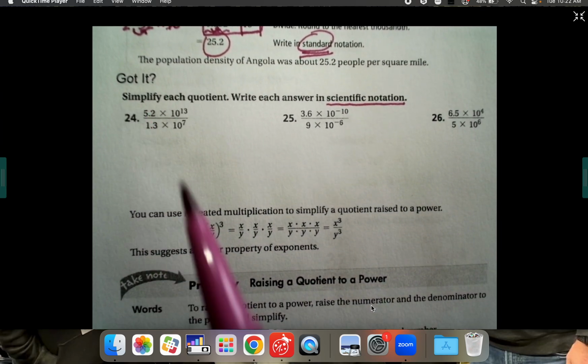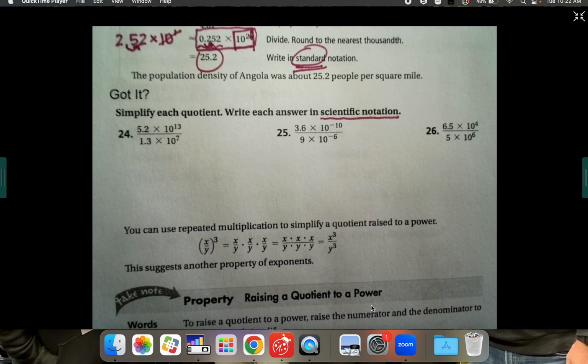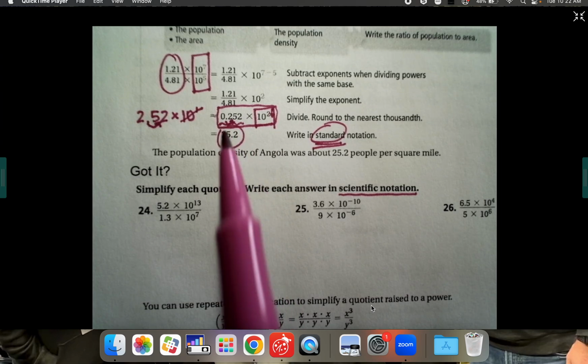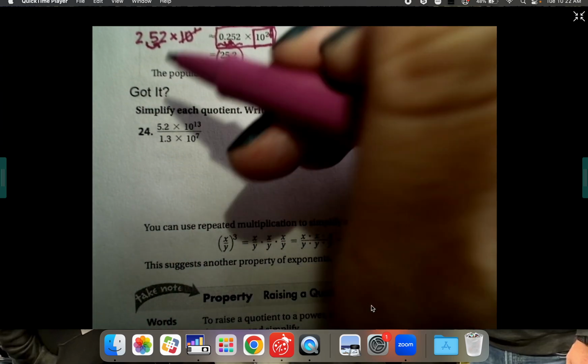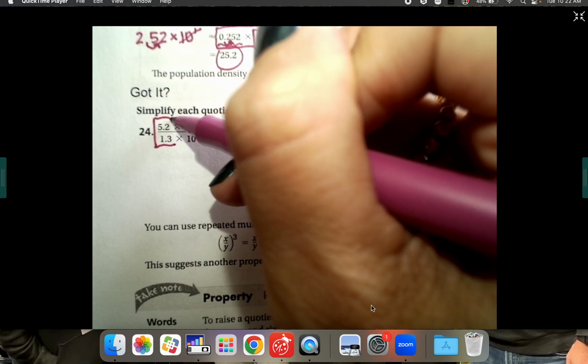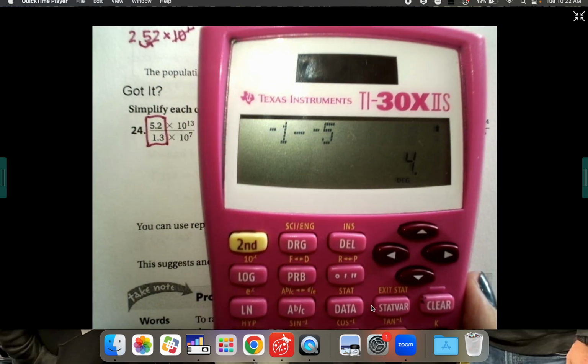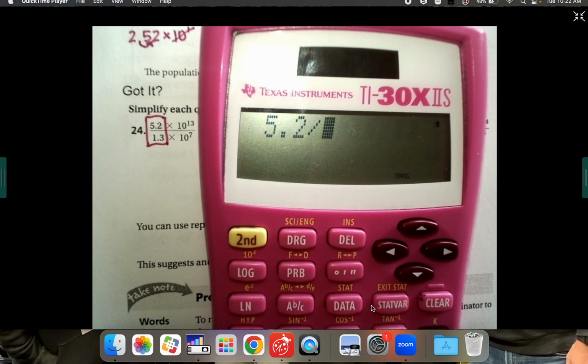And I know it says got it. You can actually push pause if you want to try on your own, but I will work out these with you since it's a little bit different than what they did here. So step 1 is let's divide these two parts that we know. 5.2 divided by 1.3. So 5.2 divided by 1.3 is 4.